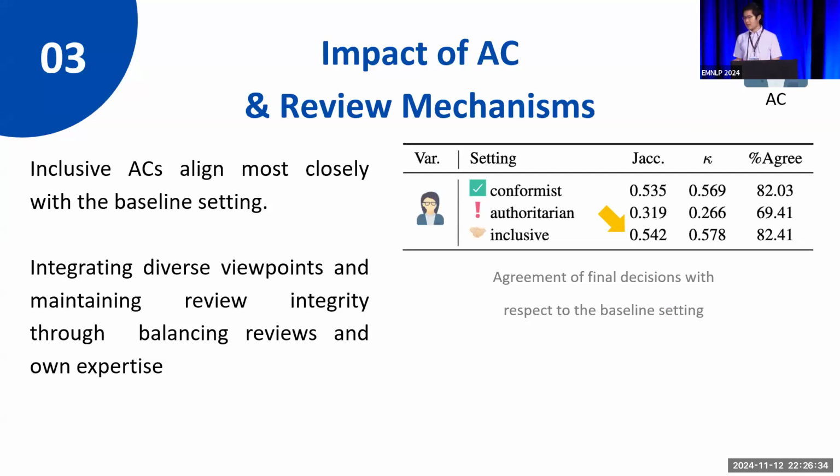We also have results on the characteristics of area chairs and review mechanisms. So here we plot the agreements between the baseline setting and different settings of area chairs. Conformist means that the area chair always listens to the reviewers' opinions. Authoritarian means that the area chair only listens to themselves. And finally, inclusive means that the area chair adopts a more balanced approach. So the measure here basically measures the alignment between these different settings with different area chair characteristics and the baseline setting. And we found that when the area chair is mostly inclusive, the agreement is the best.